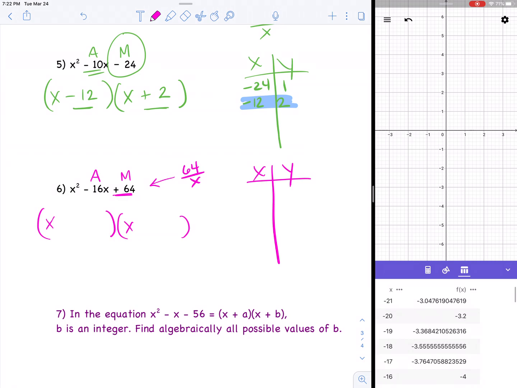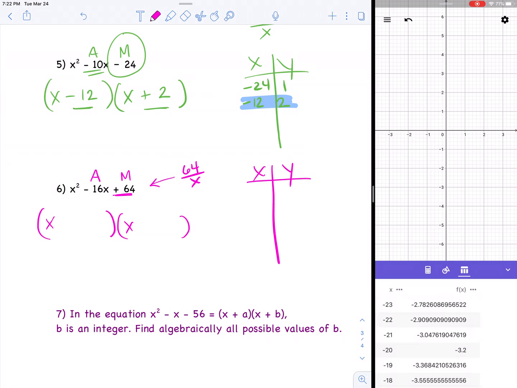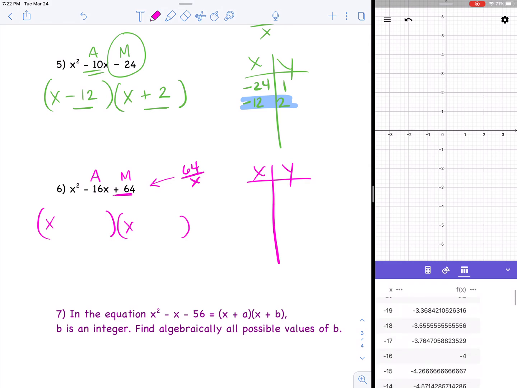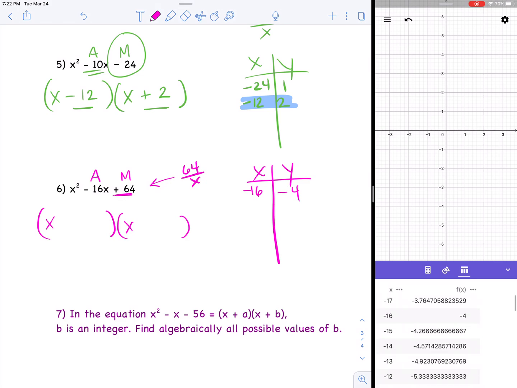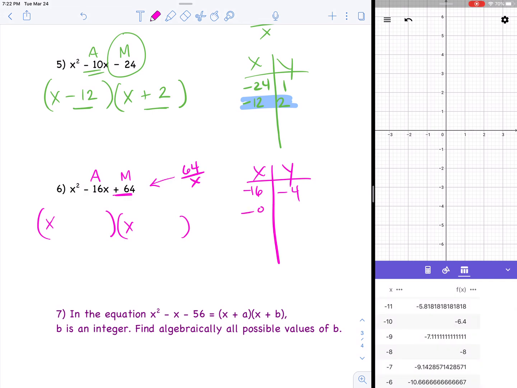So scrolling now, I realized that in order for the two numbers to multiply to a positive 64, they would have to either both be negative or both be positive. So here, negative 16 times negative 4 that I see in the table would multiply to positive 64, but it would add to negative 20. So that's not my pair of numbers. Scrolling down, getting my next pair of integers, negative 8 and negative 8 multiplies to positive 64, and will also add to negative 16. So I could stop right there and put them in.